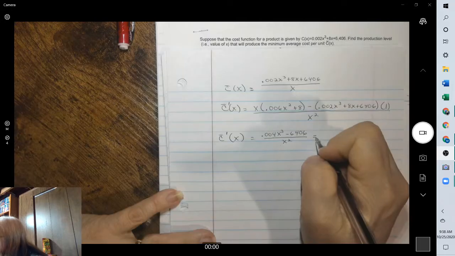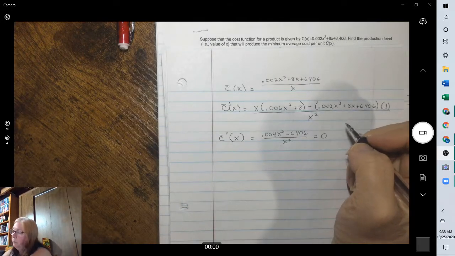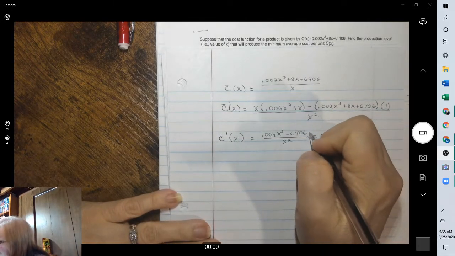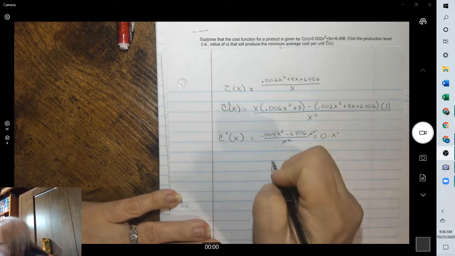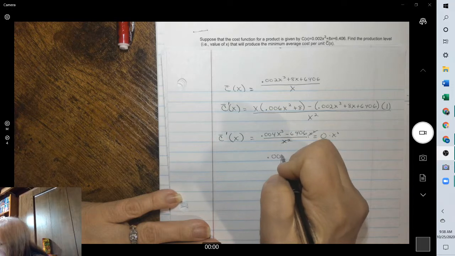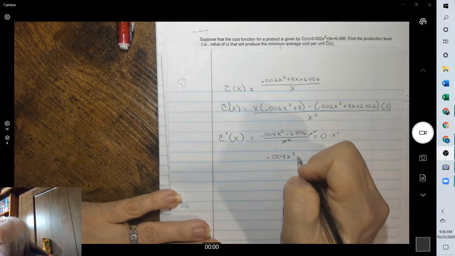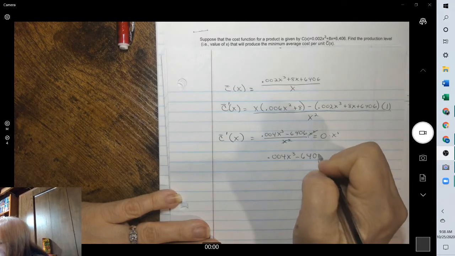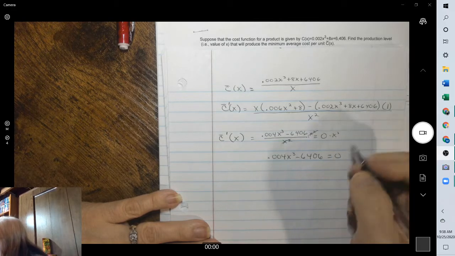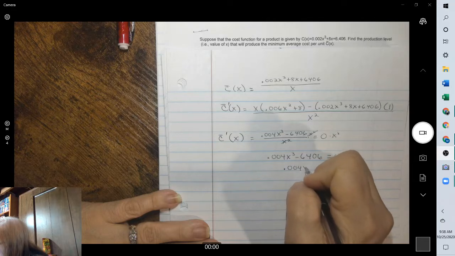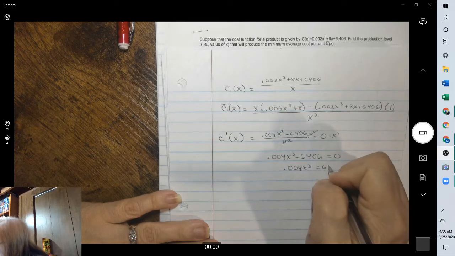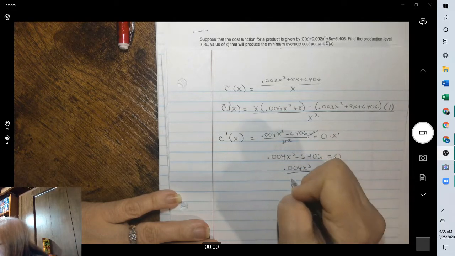If we set it equal to 0, we can get our critical numbers. I'm going to multiply by the x squared so that it will cancel. And we get 0. Adding that to the other side. Dividing by our decimal.